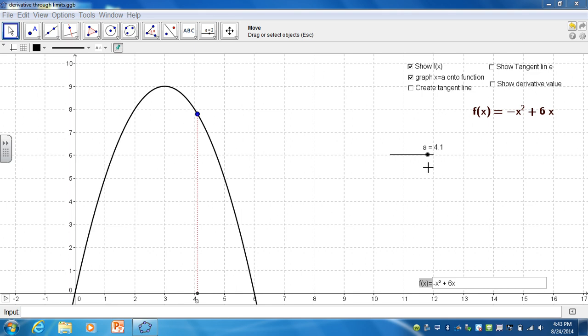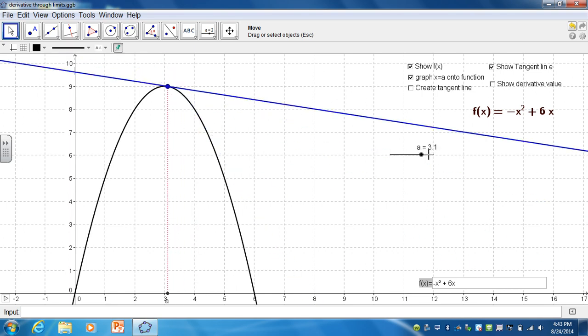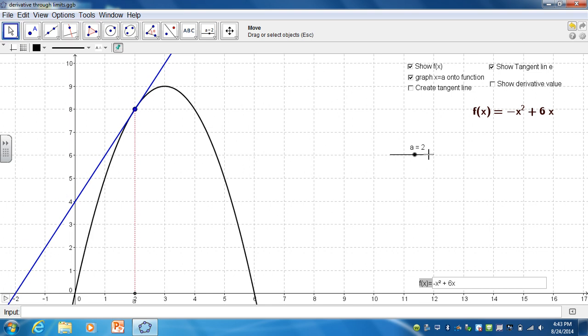Alright, so this is the sketch that will illustrate how we found the tangent line limit. So I'm going to go ahead and plot the point and make my tangent line. So there's the point and the tangent line. Let me move this over to 1.